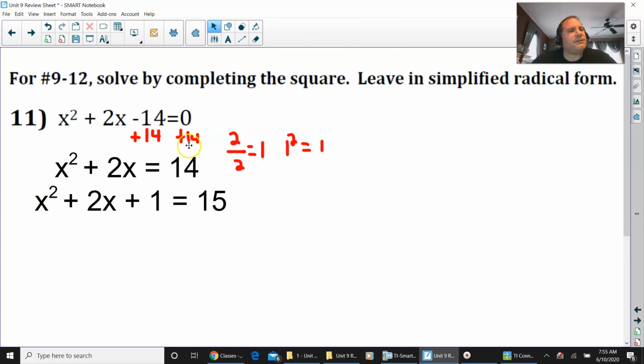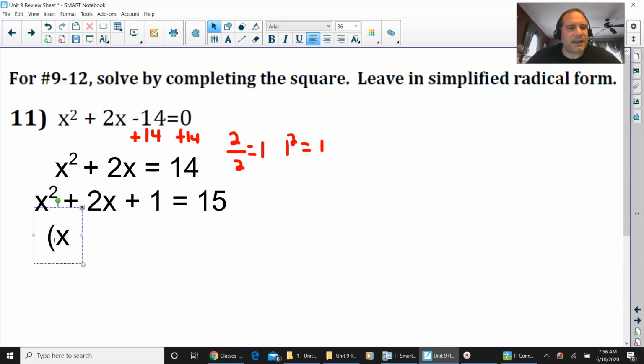So I added 14 on both sides, just like I did over there, and then this is B, so I'm dividing it by 2. 2 divided by 2 equals 1. 1 squared is 1, and I added 1 on both sides. So I put x squared plus 2x plus 1 equals 14 plus 1, which is 15. Now I am looking for binomials that multiply to 1 and that add to 2. Very easy. X plus 1 times x plus 1. So I am going to put x plus 1, and that is all squared, and you just put down the 15.